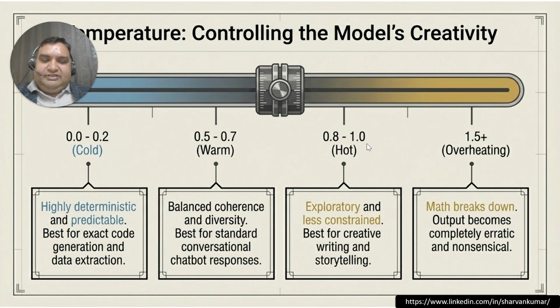Next is 0.8 to 1.0, that is exploratory and less constrained. It is good for storytelling and writing. Next is 1.5 plus, heating. It's a maths breakdown. Output becomes completely erratic and nonsensical, and it can be anything. It can give you any kind of output.